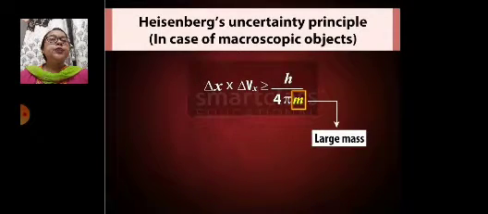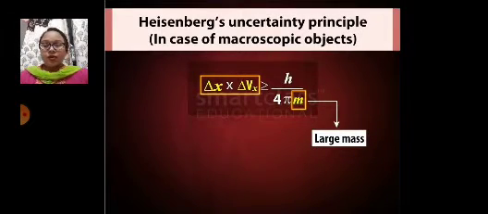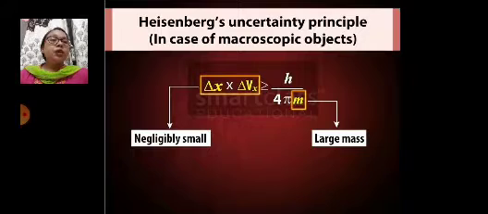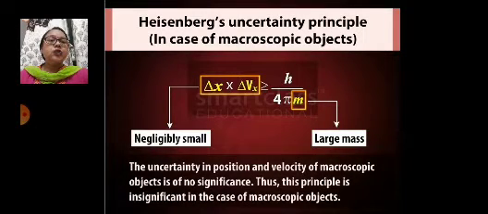Heisenberg uncertainty principle in case of macroscopic object. Since a macroscopic object is large in mass, the uncertainty in position and velocity of a macroscopic object is of no significance. Thus, this principle is insignificant in case of macroscopic objects.